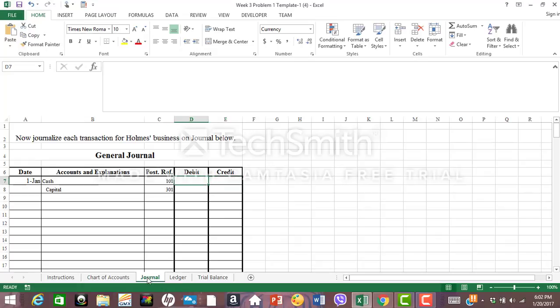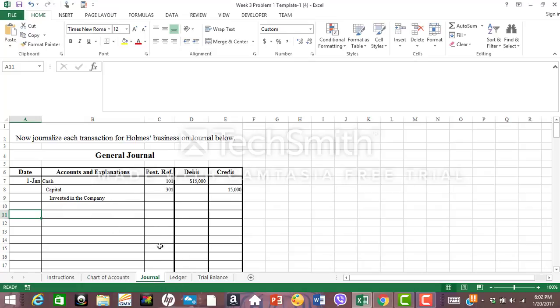So for cash, whenever we add money, 15,000, it goes under the debit side. Capital goes under the credit side. Your debits have to be equal to your credits. On the third line, make sure you have an indentation. It's kind of like a description: invested in the company. Leave one line and then go on with the next transaction.